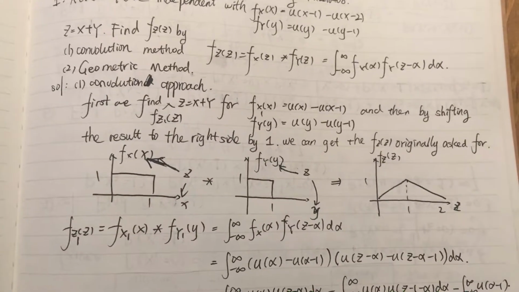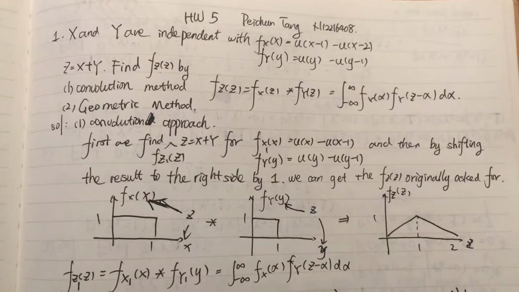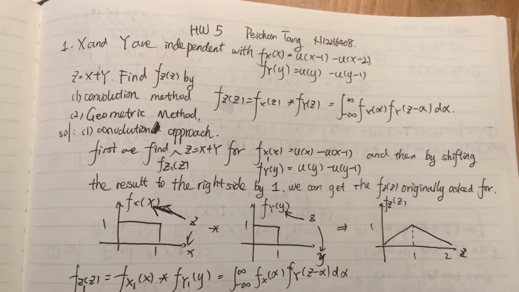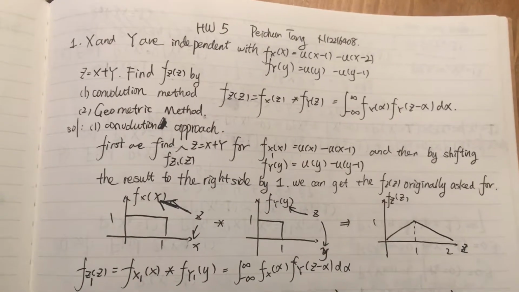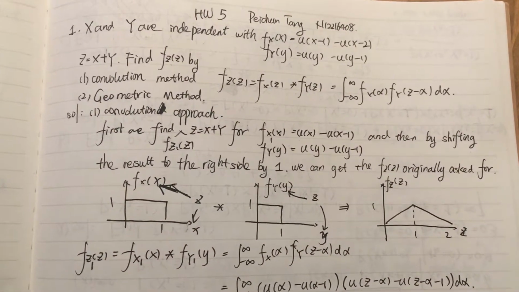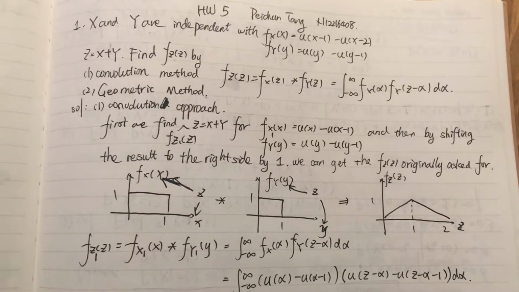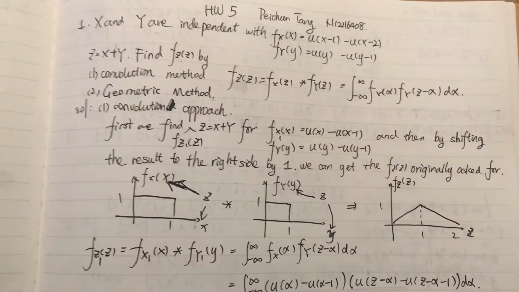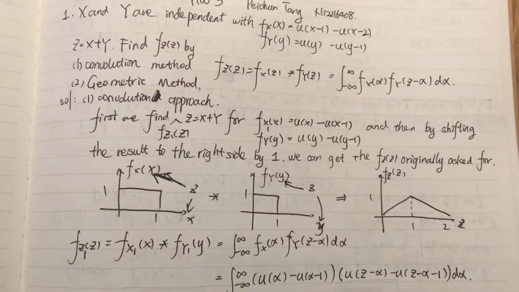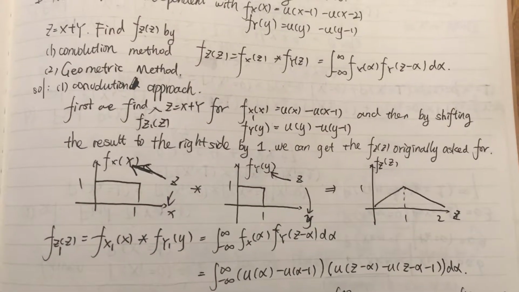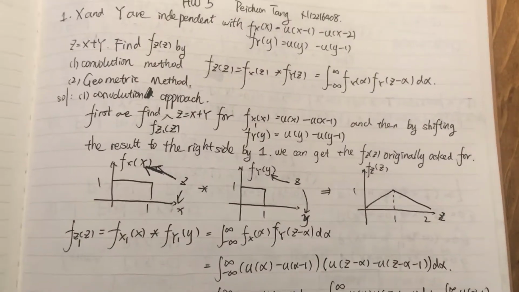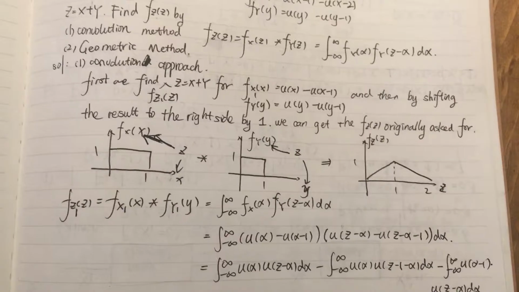When we analyze the problem, we can see that f_X(x) and f_Y(y) have a one unit shift between these two equations. So we first try to find f_Z1(z), for the case where the probability density function f_X1(x) is equal to u(x) - u(x - 1). Then by shifting the whole result to the right by 1 unit, we can get f_Z(z), which the question originally asks for.